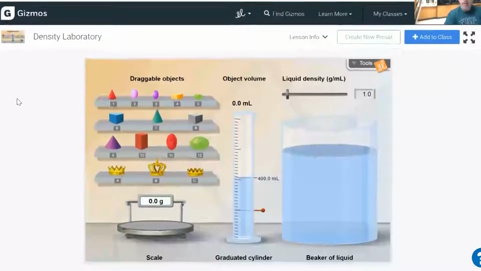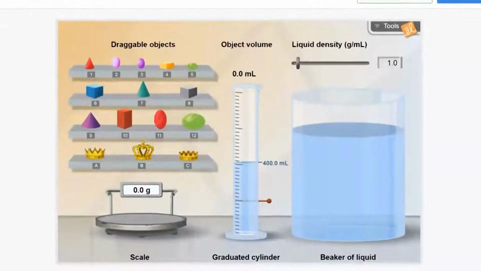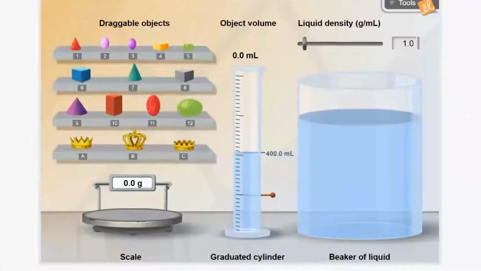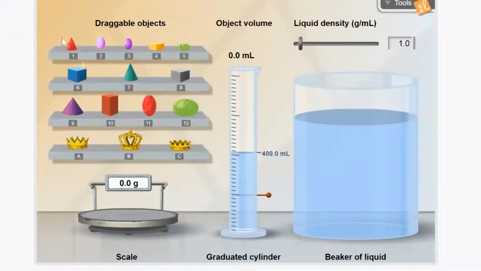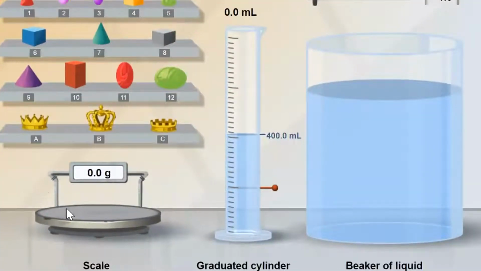Now, when we look at it, we see that basically there are 3 parts. There's a shelf that has a variety of different sized and shaped objects that are draggable. That is, we can move them around on the screen. Just click on it and move it around. And then the second part is that we can determine some facts about our objects. We have a scale to measure its mass in grams, and we have a graduated cylinder which is filled with 400 milliliters of fluid. And we can use this to figure out the volume of these irregularly shaped objects.